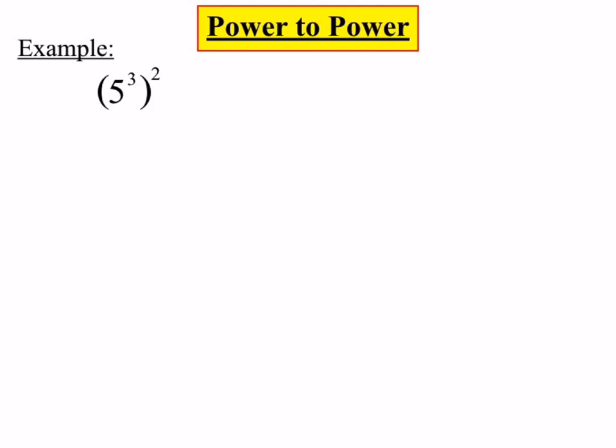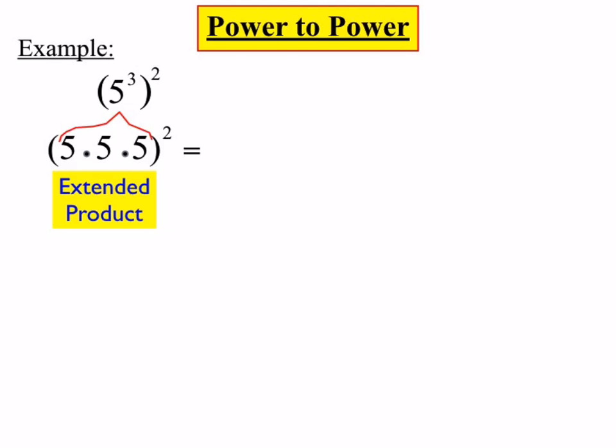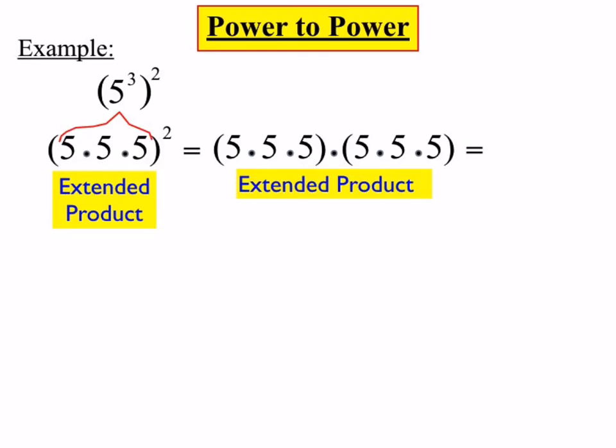Now, power to a power, 5 cubed squared. We're going to deal with this 2 different ways. One way would be thinking about it like this. 5 to the 3rd power is 5 times 5 times 5. We're extending that product. But I have 2 groups of those 5 times 5 times 5s, and so I will multiply those together. I can see now that I have 6 5s, so therefore, in exponential form, it is 5 to the 6th power.